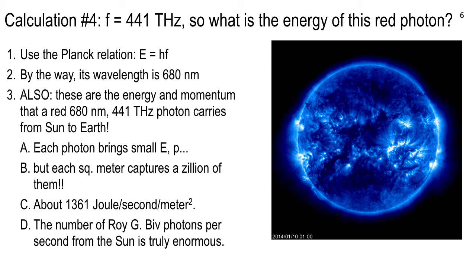So if you're getting 1,361 joules per second from those little teeny photons, that means every second you're getting an enormous number of photons per square meter. Now think about the entire surface of the sun. That's per square meter coming from the sun and diluted by the time it gets to Earth, because they spread out as they go through space. But when it's just coming off the surface of the sun, it's an enormous number of photons. The sun is gigantic, and the number of photons per second in the Roy G. Biv part of the spectrum is truly enormous.